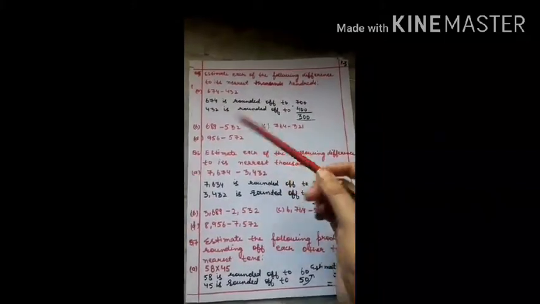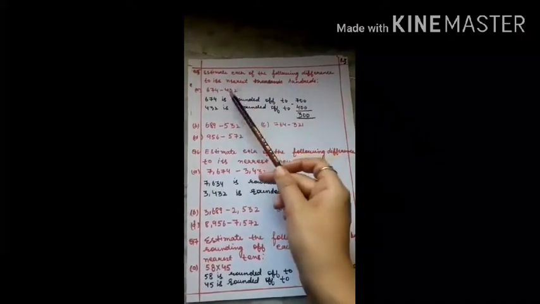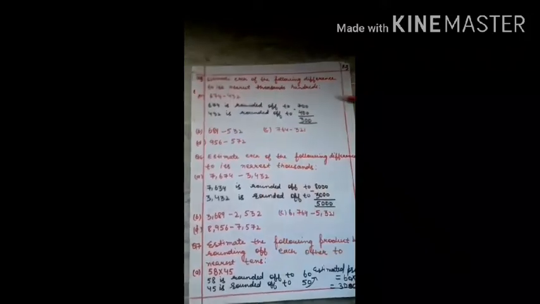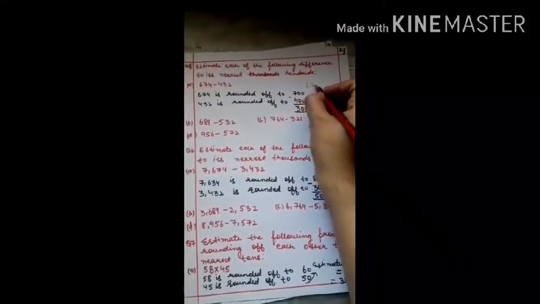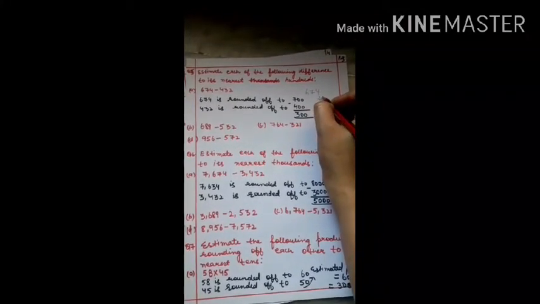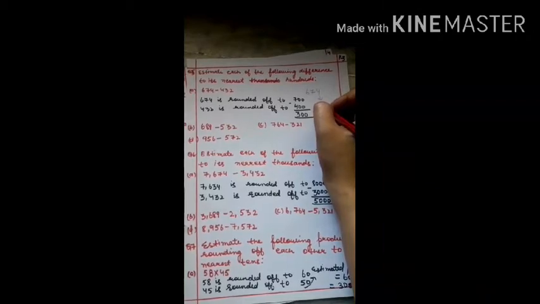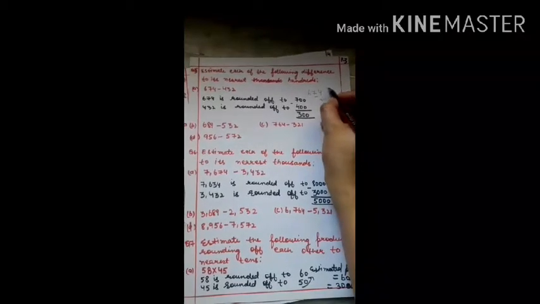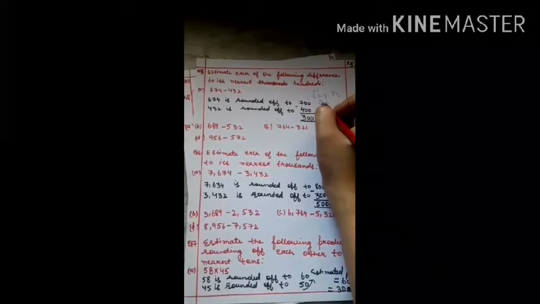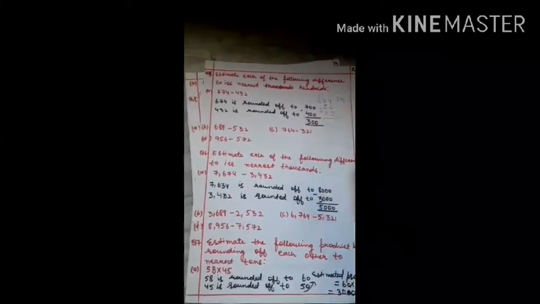Your question number 5 is, estimate each of the following difference to its nearest 100. The number is 674. You will write 674 here. You have to round it off to the nearest 100. You will automatically write 0 in place of the ones place. At the tens place, 7 is greater than 5, so you will add plus 1 here. Here it becomes 0, it becomes 700.